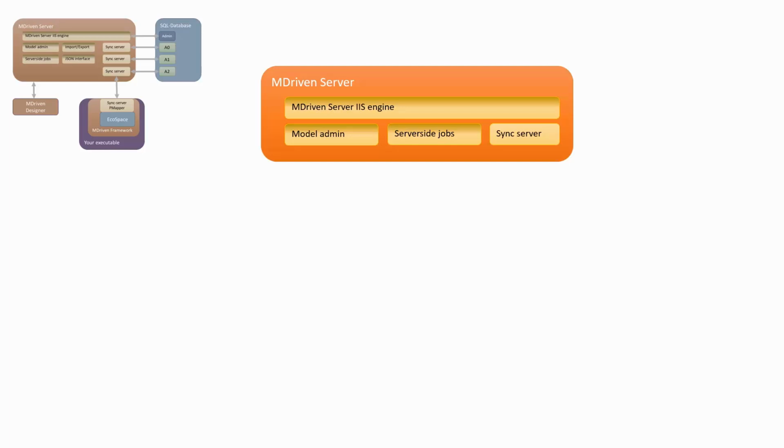The Turnkey server contains the MDriven server. That is, they're both running within the Internet Information Server. They're basically two IIS apps running alongside each other. Actually, the MDriven server is running in a subdirectory of the Turnkey server. In the easiest configuration, the Turnkey server contains a SQL Server Compact database. And the reason for that is that it should all be able to run within a single Azure application.